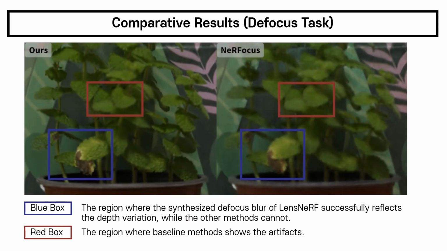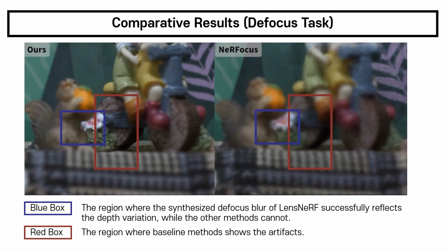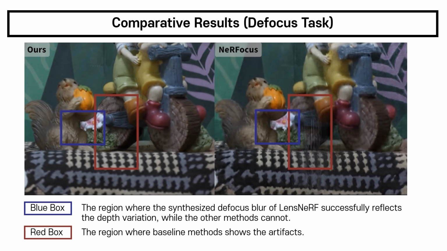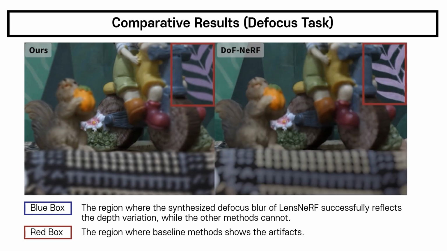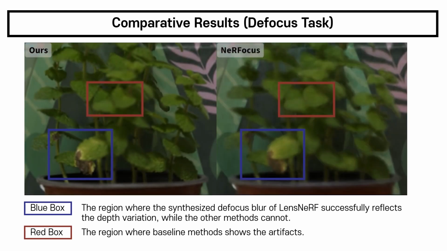The video shows the defocus task results. Here, using the network trained on sharp images, novel view images with varying aperture sizes are generated. Results of our LensNeRF are compared with those of NeRFocus and DOF-NeRF.